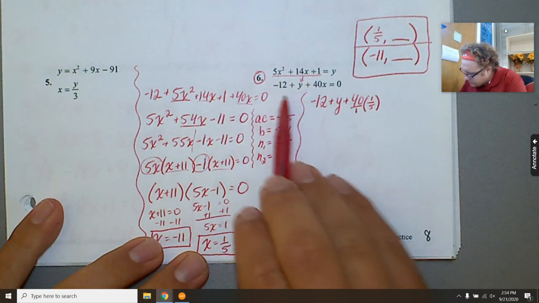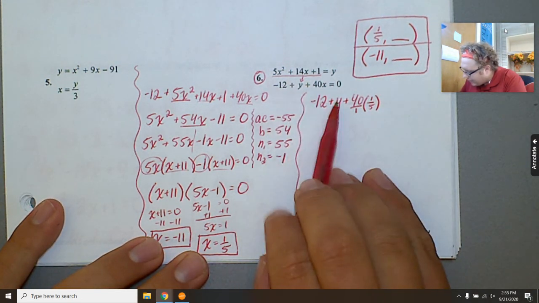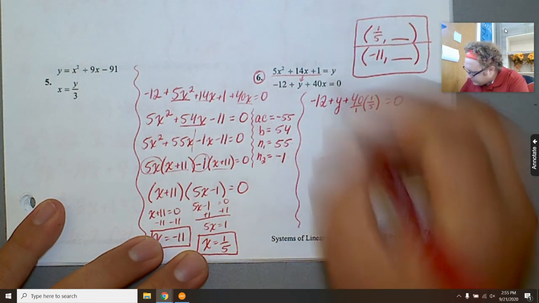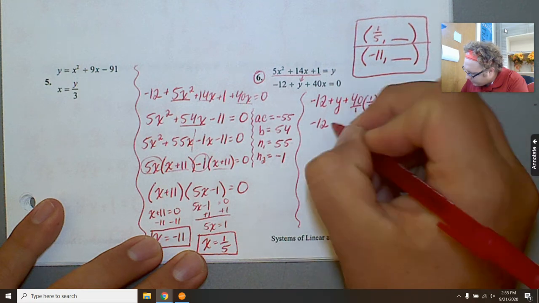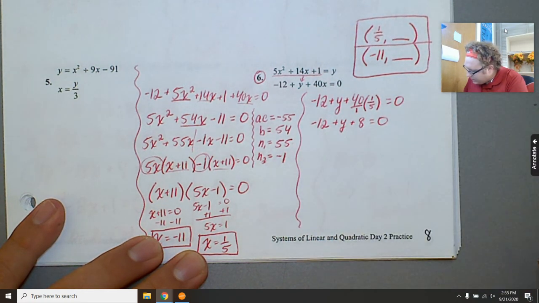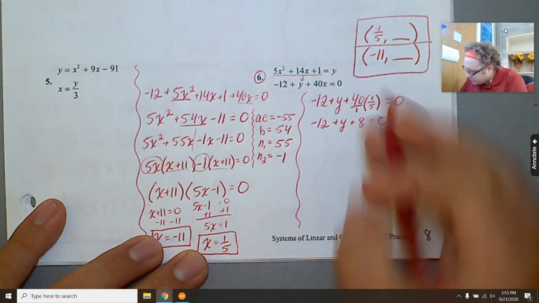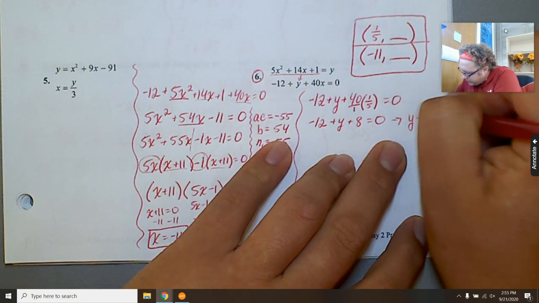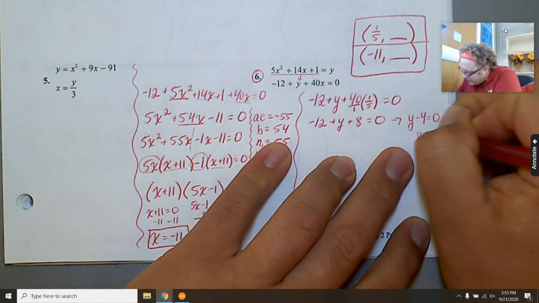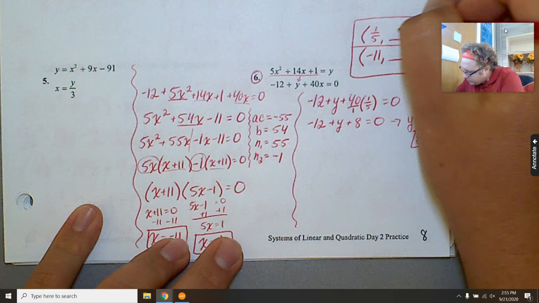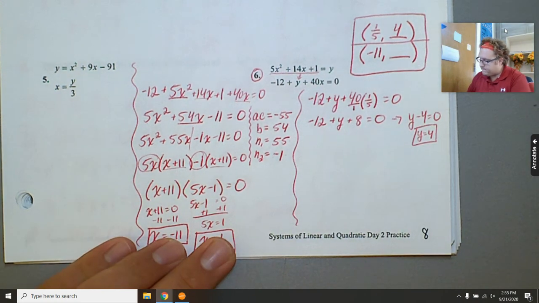Let me just make sure I have everything. -12, y, and 40x. Good. And that's equal to 0. I simplify. I get -12 plus y plus 8 equals 0. If I combine these two, I'm going to really just get y minus 4 equals 0. So that means y equals 4. And remember, that was for the 1/5. So we've got a 4 right there.